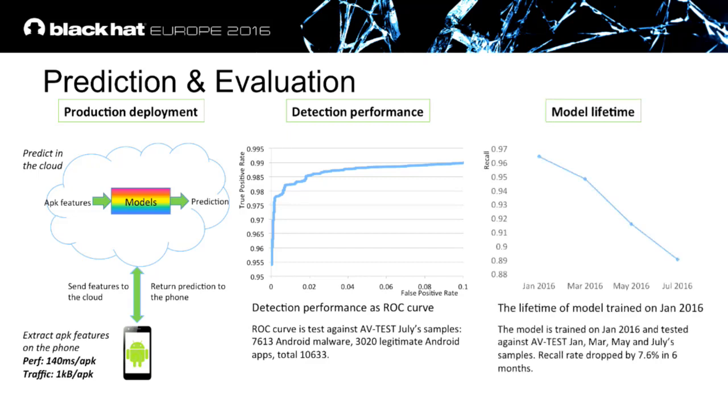Let's look at the model lifetime. This model is trained on January and tested against the AV test samples on January, March, May, and July. We can see that the recall rate has dropped by 7.6% in 6 months. So seeing from these figures, we can know that although the model has very good detection performance, it needs to continue the training with the labeled data. Otherwise, the recall will drop.